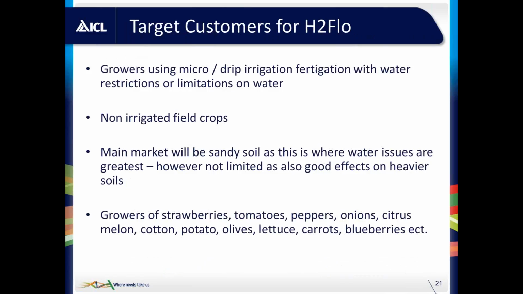So who should be using H2Flo? Well, it's any grower who's using a micro or drip irrigation, fertigation system, and anyone with any water restrictions or limitations on the water. So that might mean that there's water available, but it's very expensive. It might mean that there's a limit to the water that you can use. It might just mean that the water isn't going where the grower wants it to go within their field.